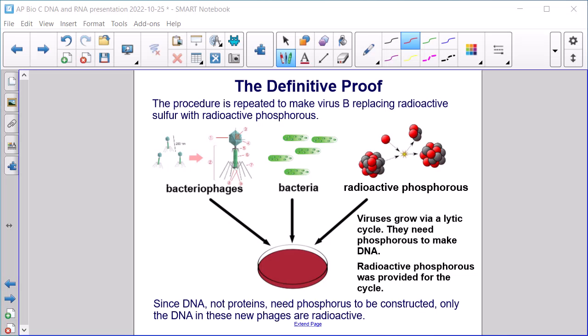The procedure is repeated to make virus B, replacing radioactive sulfur with radioactive phosphorus. So the second type of virus was using radioactive phosphorus.